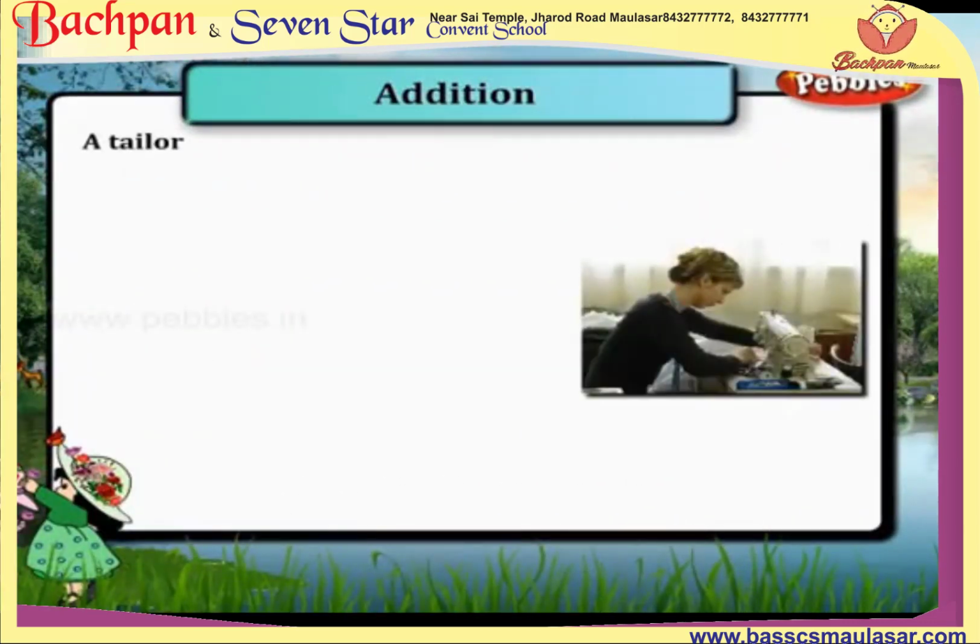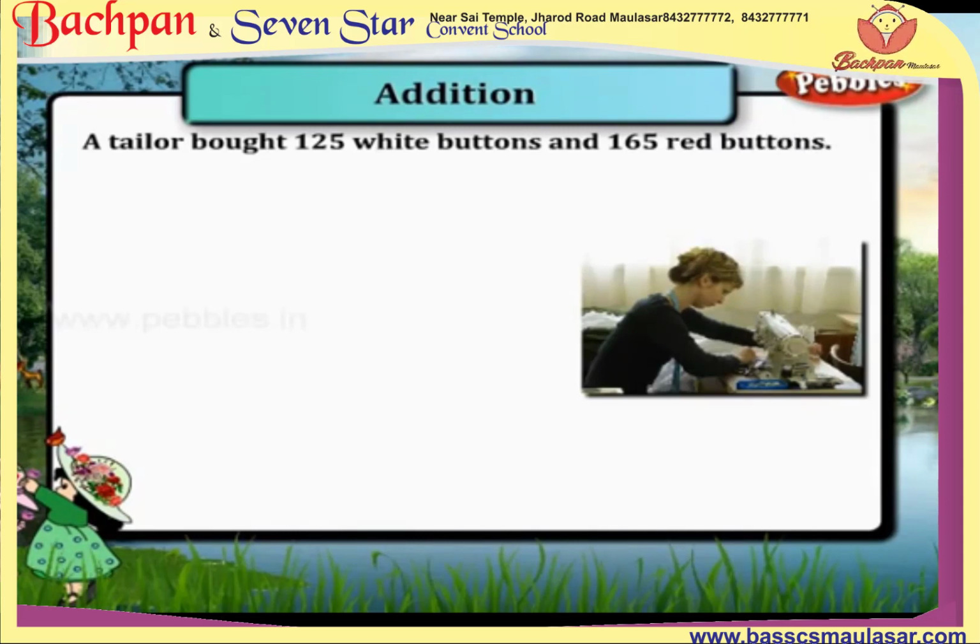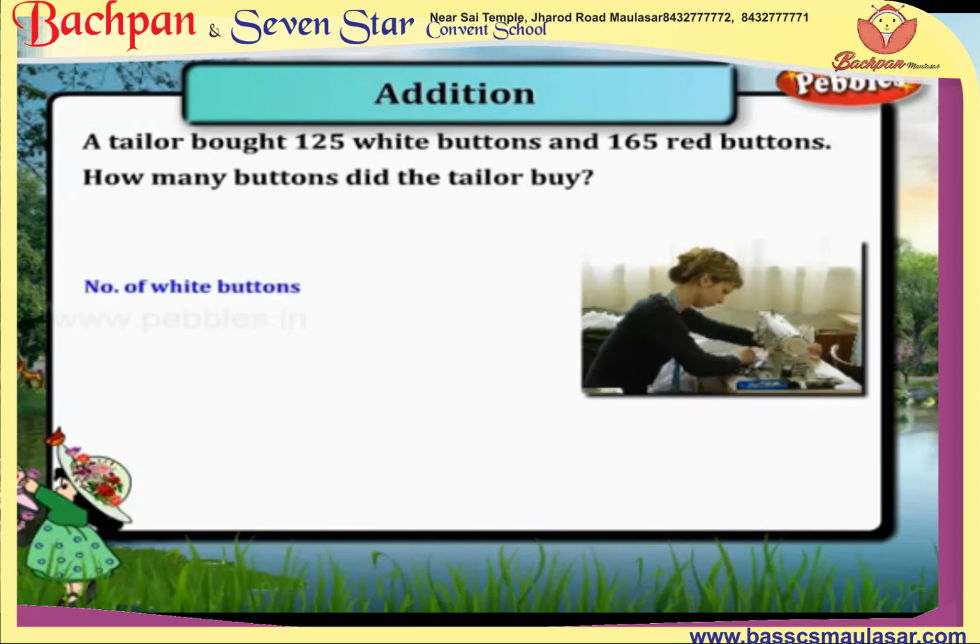A tailor bought 125 white buttons and 165 red buttons. How many buttons did the tailor buy? Number of white buttons is equal to 125. Number of red buttons is equal to 165.